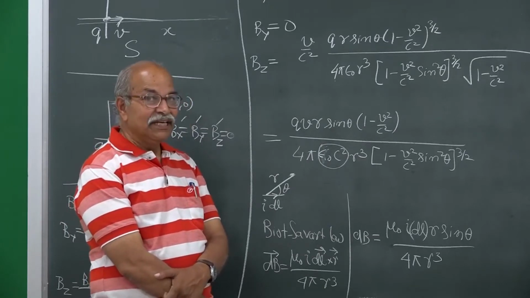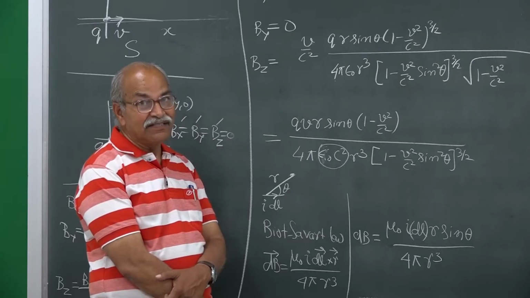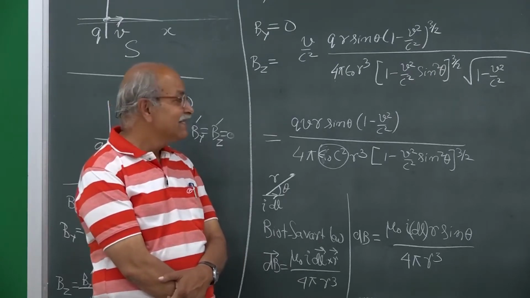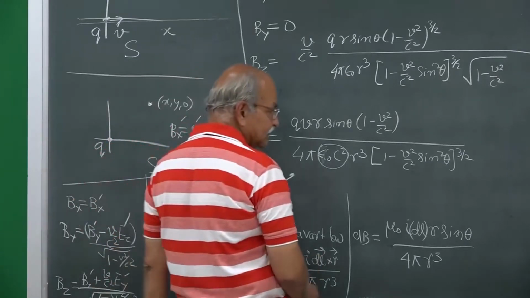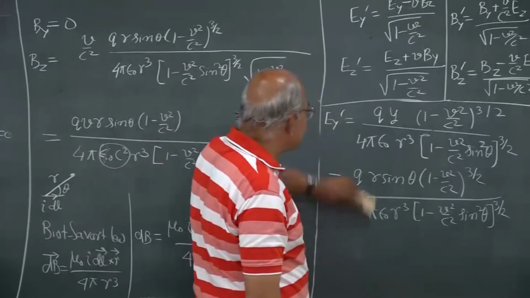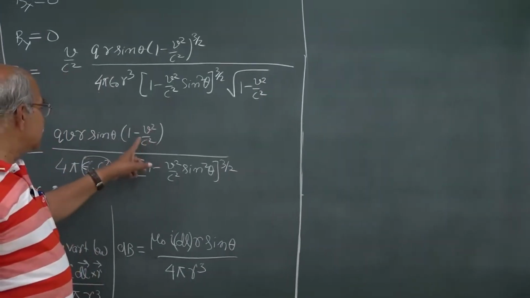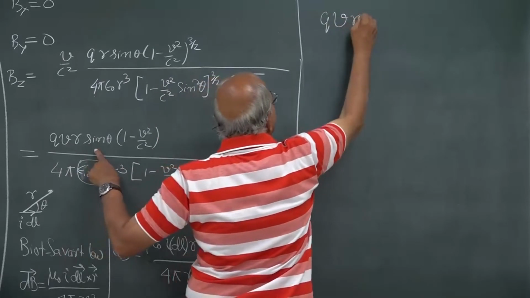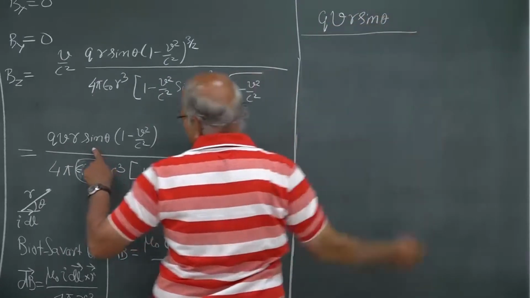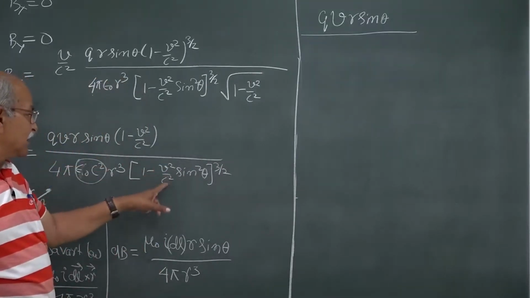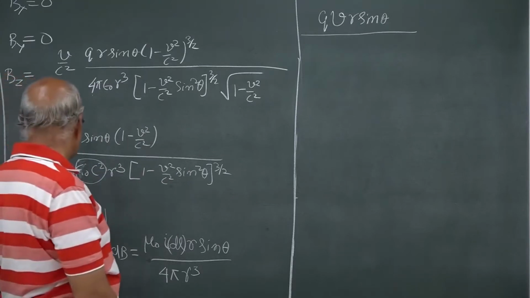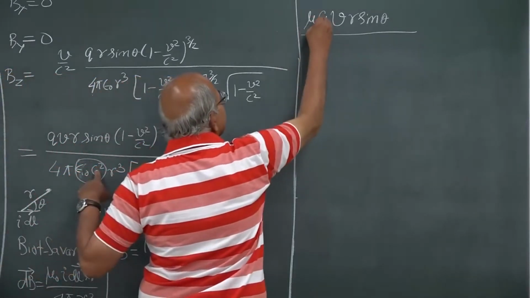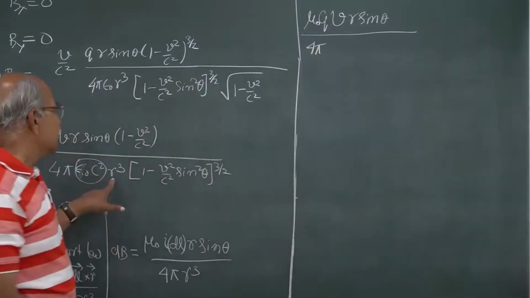But if the speed of the charge is small as compared to the speed of light, if v is much smaller than c, then you can make some simplifications. You can neglect this v square by c square here, and then it will be q into v into r sin theta divided by, here also it is v square by c square. So, you can neglect that in comparison to 1, and then it will be 4 pi epsilon naught c square. 1 by epsilon naught c square you can write as mu naught. So, it will be mu naught here and 4 pi here, r cube.